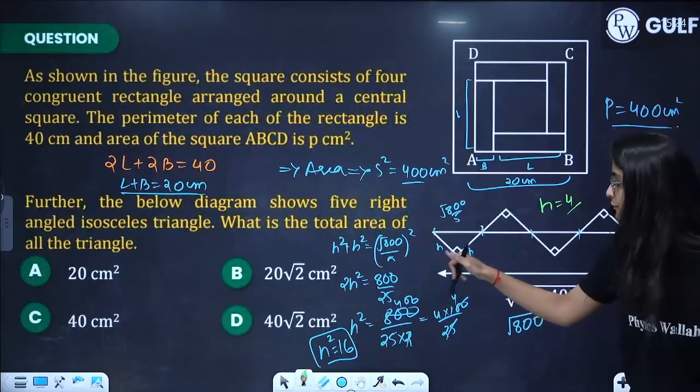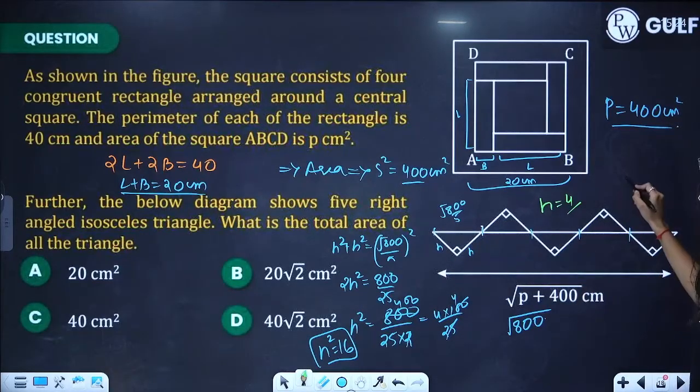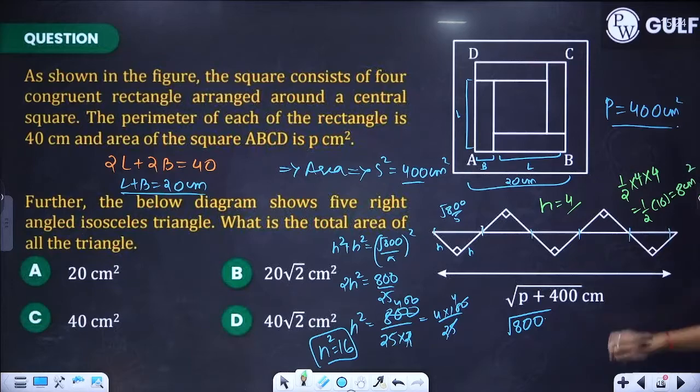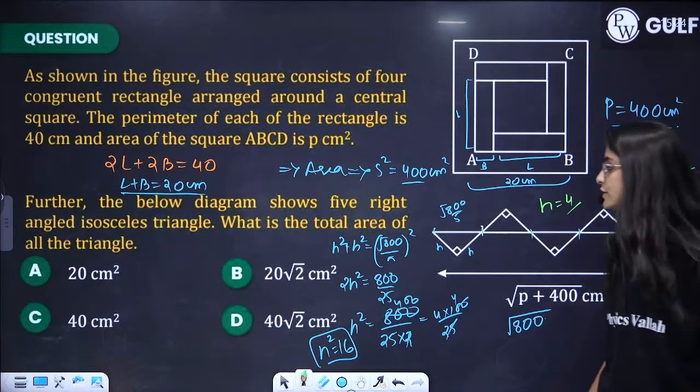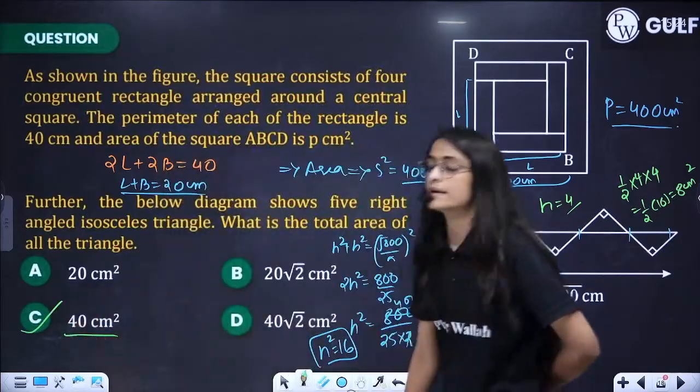Now you have to find the area of one single triangle. Half into base into height, that is 8 centimeter square. Now we are having 5 such triangles. 8 fives are 40. So our answer would be C.